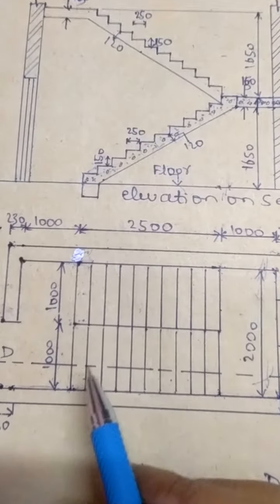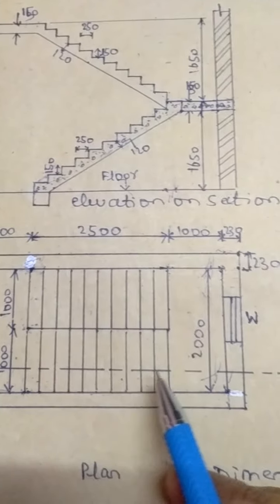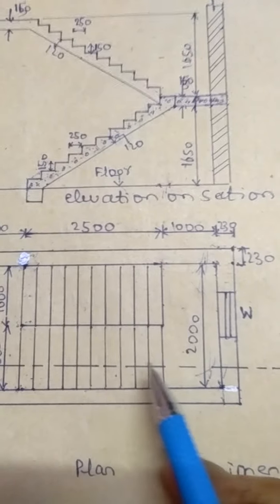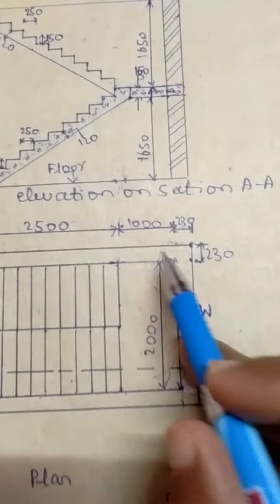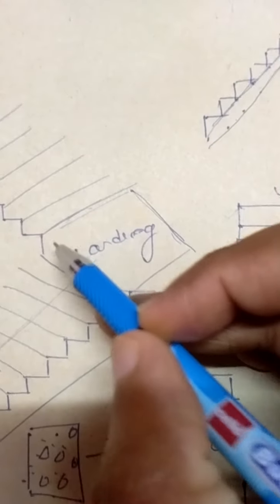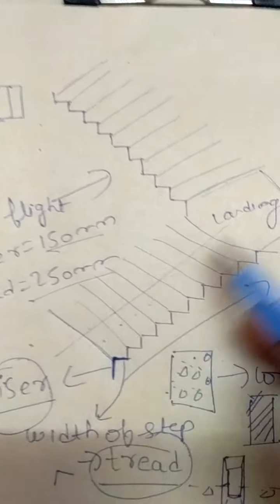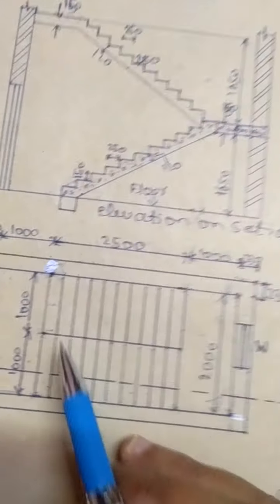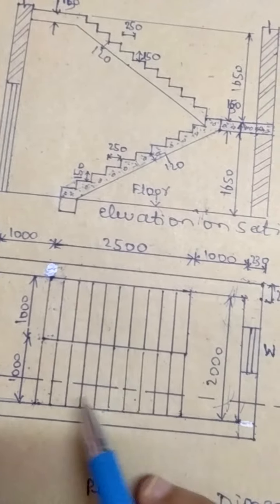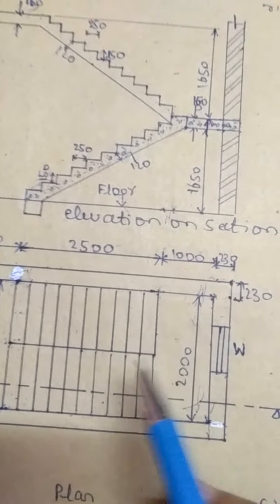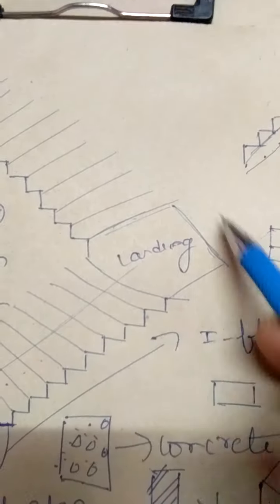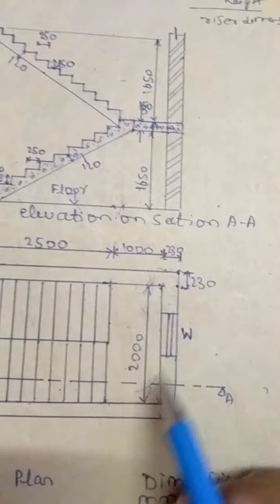Here I am showing you the steps. These are the steps. The top view of the step looks like this, correct? So this is the landing portion. All these steps are in the top view, one step with another, one step with another. This is the landing portion which we have seen here, and how it looks from the top view.